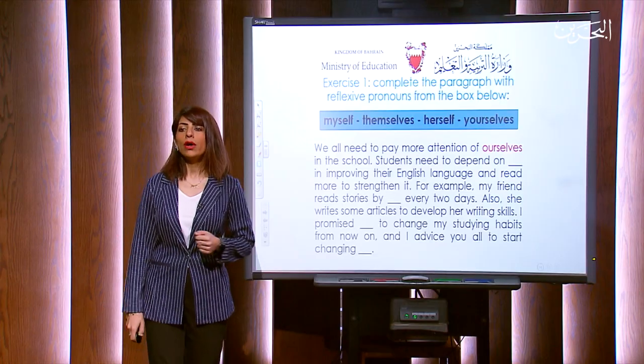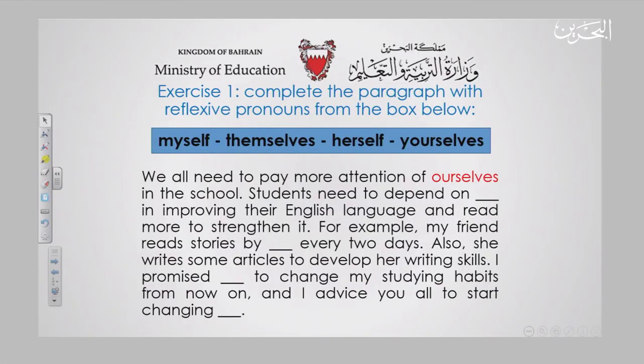Let's see. We all need to pay more attention to ourselves in the school. The one in red, the first one, is an example. It's done for you. Students need to depend on blank in improving their English language and read more to strengthen it. For example, my friend reads stories by blank every 2 days. Also, she writes some articles to develop her writing skills. I promised blank to change my studying habits from now on, and I advise you all to start changing blank.